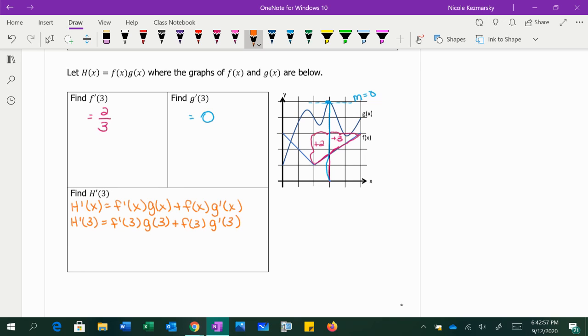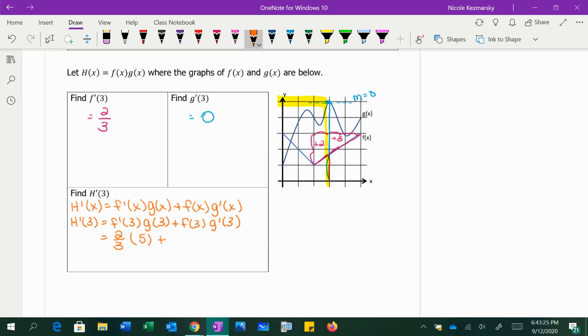Some of these values we have because we just found them. So f prime of 3 we know is 2/3. G of 3, well, we need to go to the graph. So what I need to do is go to 3, go up to g, and find the y value. Well, that y value looks like 1, 2, 3, 4, 5. So I'm going to go ahead and put in a 5.